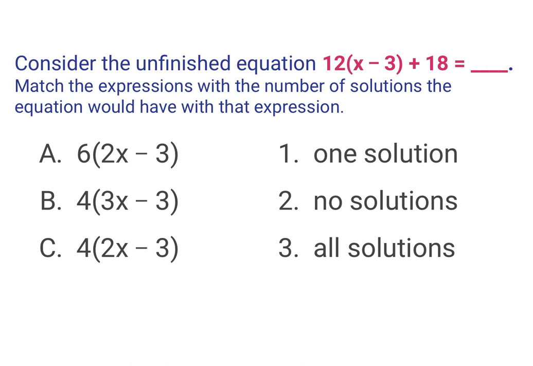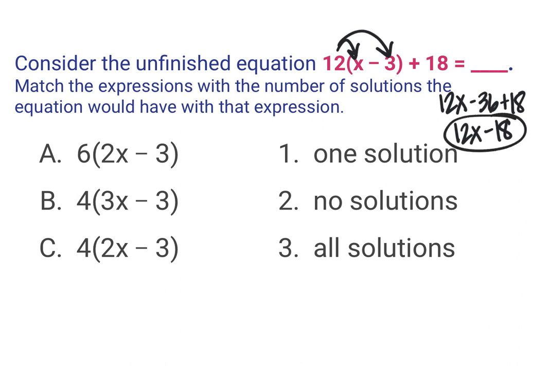Before we get started looking at our expressions, I want to simplify the expression on the left side of our equation. What do I mean? I want to distribute and then combine my like terms. 12 times x is 12x. 12 times negative 3 is negative 36. Then I'm going to bring down my 18. Then I'm going to combine my like terms, which are negative 36 and positive 18. That's going to leave me with 12x minus 18. This is what we're going to be comparing each of these expressions to.